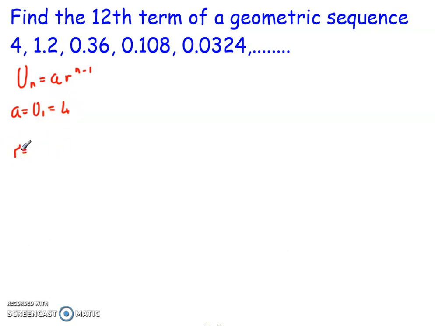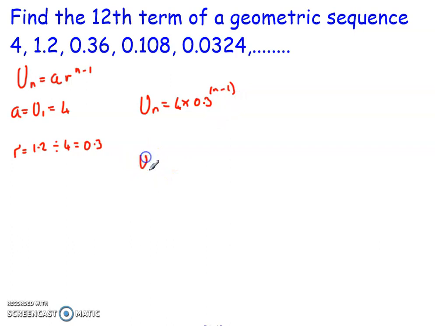r, remember, is our common ratio. To find it, we look at the ratio of two consecutive terms and what causes their increase. In this case, I'm just going to look at the first two terms. So to get my common ratio, I do 1.2 divided by 4. Remember, it's un plus 1 divided by un, not the other way around, just because it's a bigger number. So 1.2 divided by 4 gives a common ratio of 0.3. From that, I can write that this sequence is given by un equals 4 times 0.3 to the power of n minus 1. Great, I've got my format for it, now I just have to calculate the term.